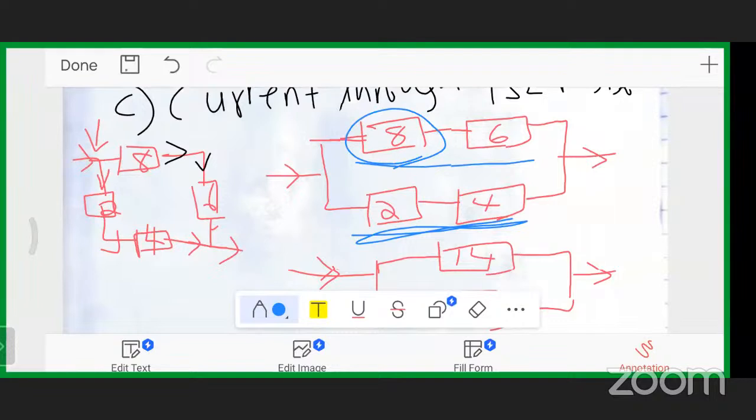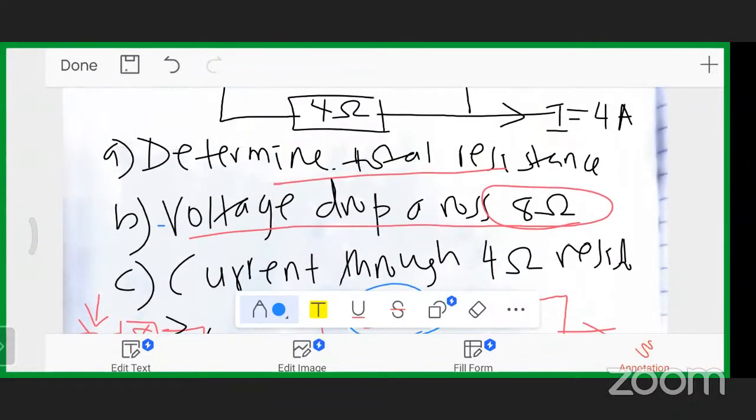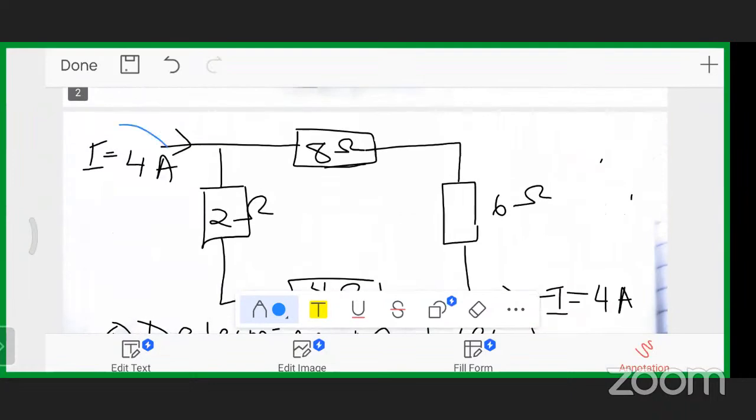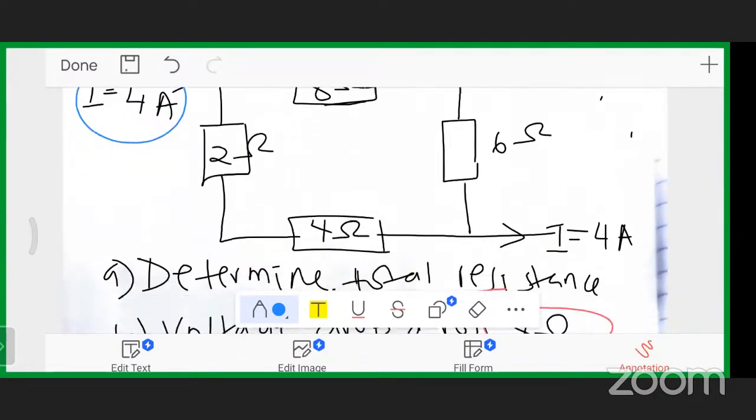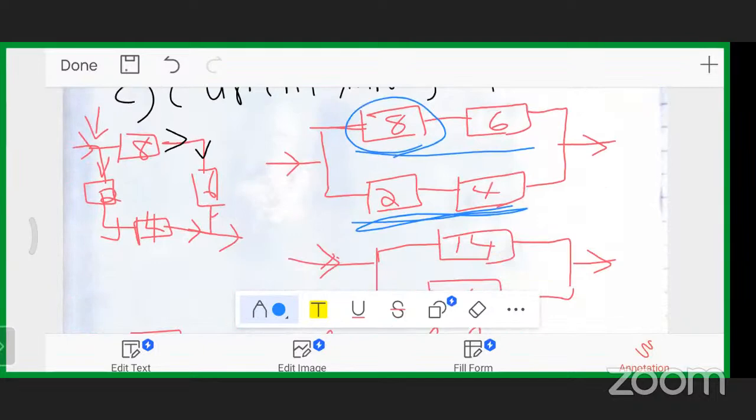So we need to find something. For us to get into the circuit and start working in that network, we need to first of all know what is the total current in this system and what is the total voltage in this system. One thing we are given, the total current, we're given here to be 4 amps. So we can also find the total voltage that is flowing here.